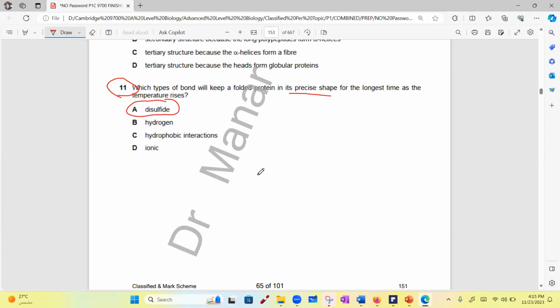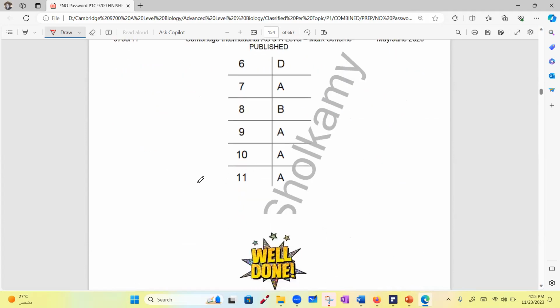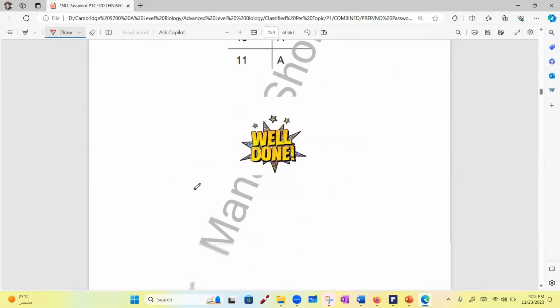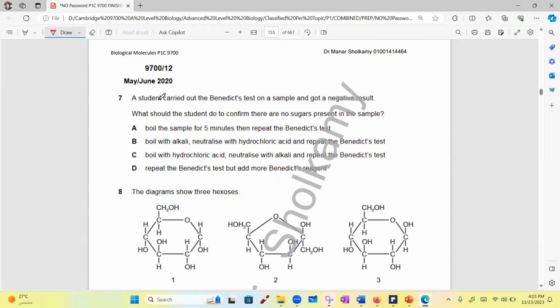Hydrogen. Okay, up till now, any questions? Did we do any mistakes? No, check. Are you sure? Okay, very good. Now, June 2020, paper 1-2.